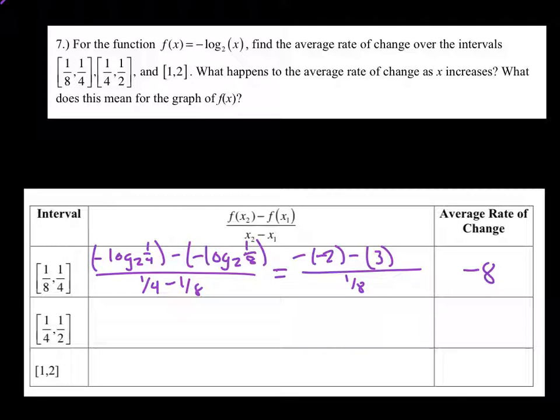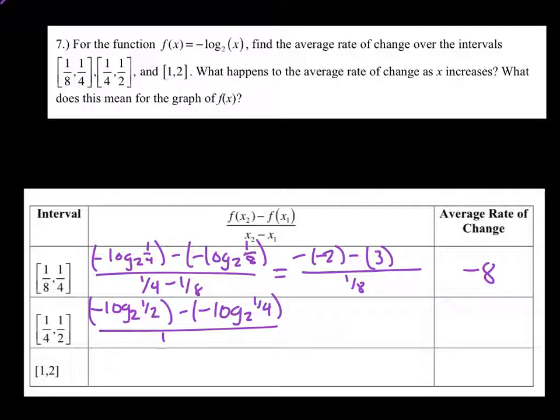The next interval from 1/4 to 1/2, so negative log base 2 of 1/2 minus negative log base 2 of 1/4, over 1/2 minus 1/4. So 2 to the -1 is 1/2, so -1 times -1 is just +1. Log base 2 of 1/4 is -2, times the negative is just a 2, so -2, all over 1/2 minus 1/4. So -1 divided by 1/4 is -4.